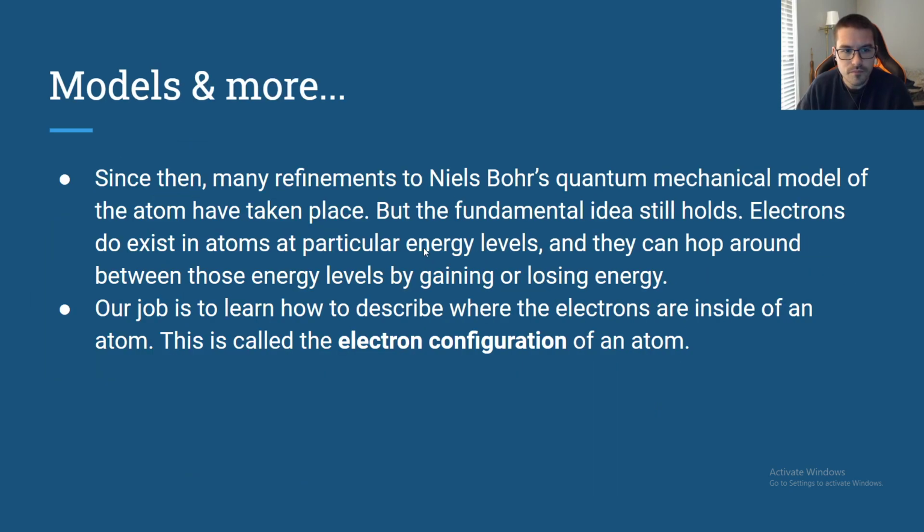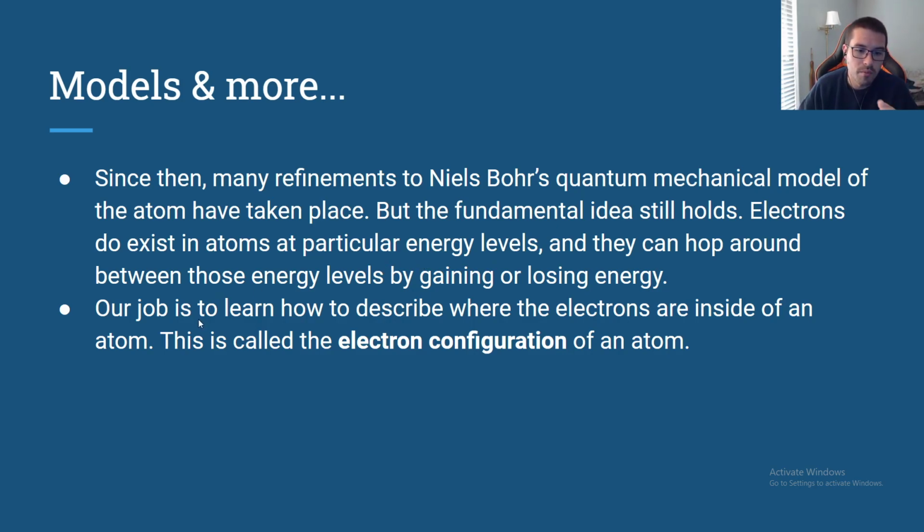Since then, many refinements to Niels Bohr's quantum mechanical model of the atom have taken place. His original model was not completely correct, not perfect, but the fundamental idea still holds. Electrons do exist in atoms at particular energy levels, and they can hop around between those energy levels by gaining or losing energy.